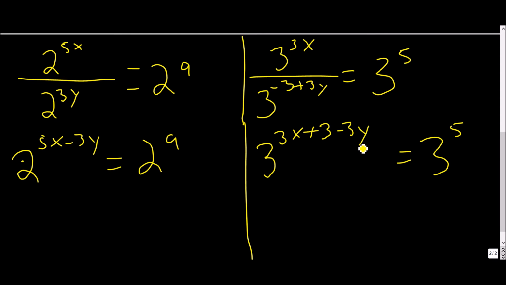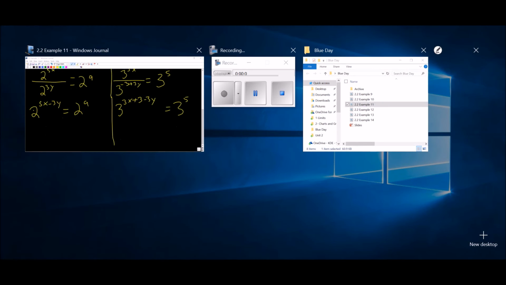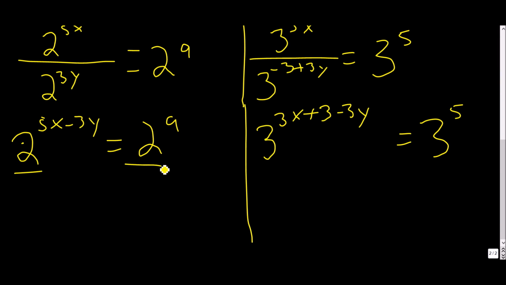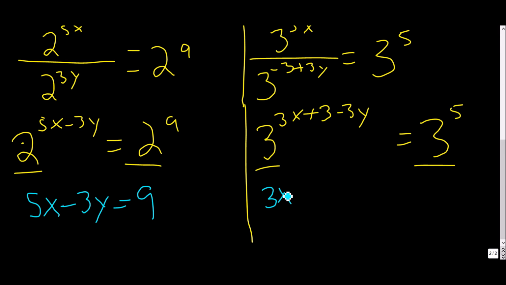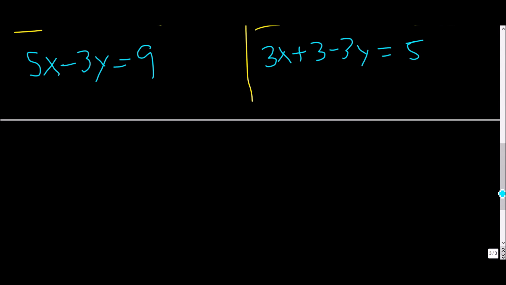So we've gotten to this point now where we have the same base on both sides, and we can make a statement about our exponents. We can say that 5x minus 3y equals 9. And we can say that 3x plus 3 minus 3y equals 5. So this is great. We've gotten to a point where we can make a clear statement about what we have.